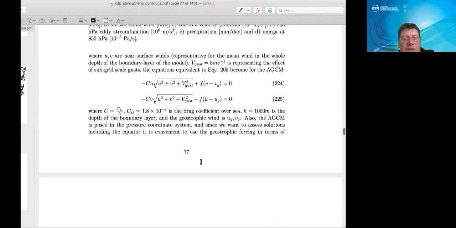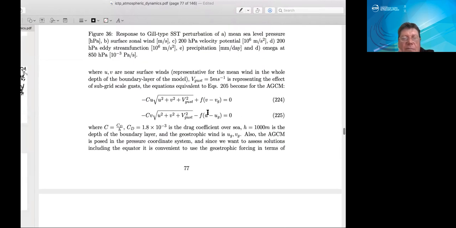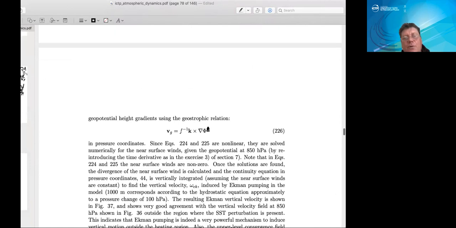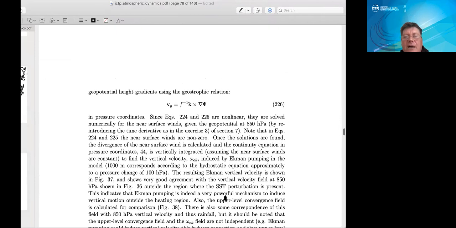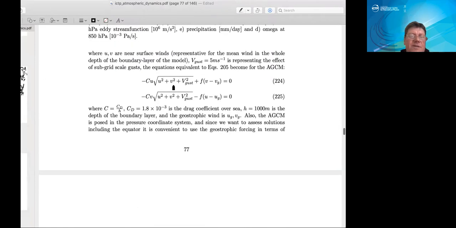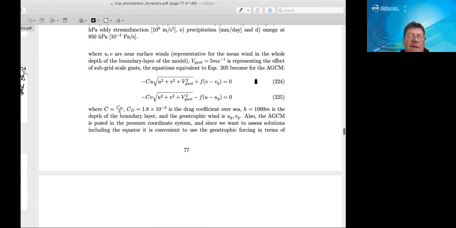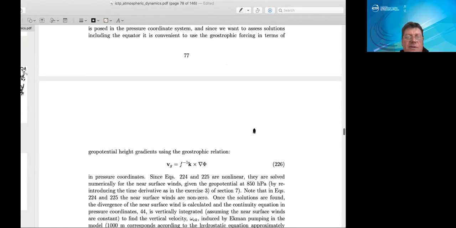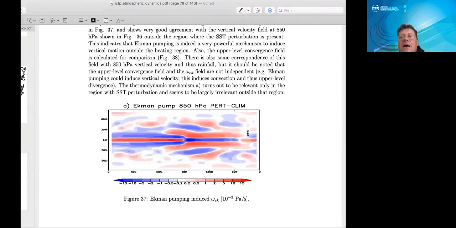So we solved this by imposing from our model simulation for the free atmosphere the wind field, the geostrophic wind field, related to the geopotential solution. And we calculated what would be in this model the Ekman pumping effect on the vertical velocity. And the outcome of this is this field here.